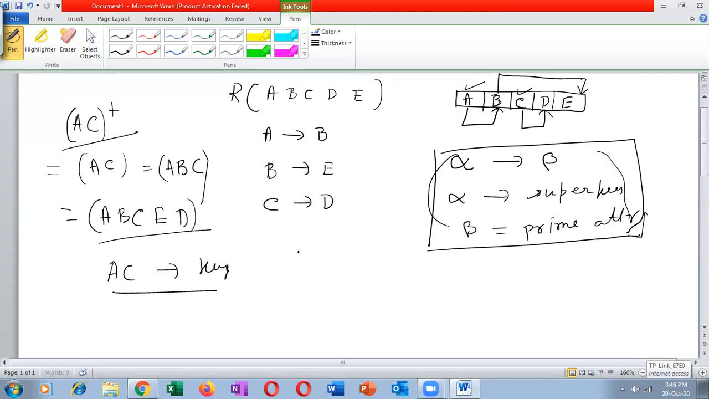Now, is it in second normal form? Let me check. I can see that there is a partial dependency there, right? A to B. B is identified by A, but A is a part of this candidate key, so there is a partial dependency. So this table is not in 2NF and not in 3NF. Now, how do we transform this table to 3NF? That is our objective. So I will transform this whole thing to 3NF.